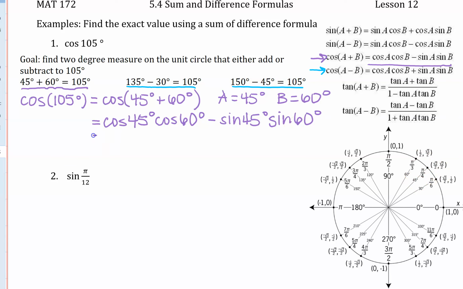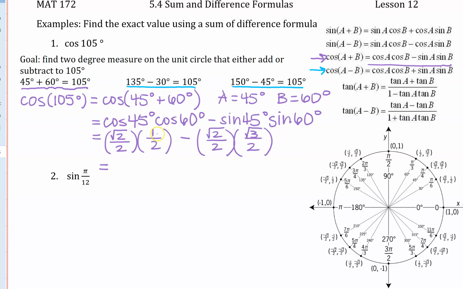So cosine of 45 degrees is equal to root 2 over 2. Cosine of 60 degrees is equal to 1/2. Sine of 45 degrees is equal to root 2 over 2. And sine of 60 degrees is equal to root 3 over 2. And then we will multiply these fractions and continue simplifying.